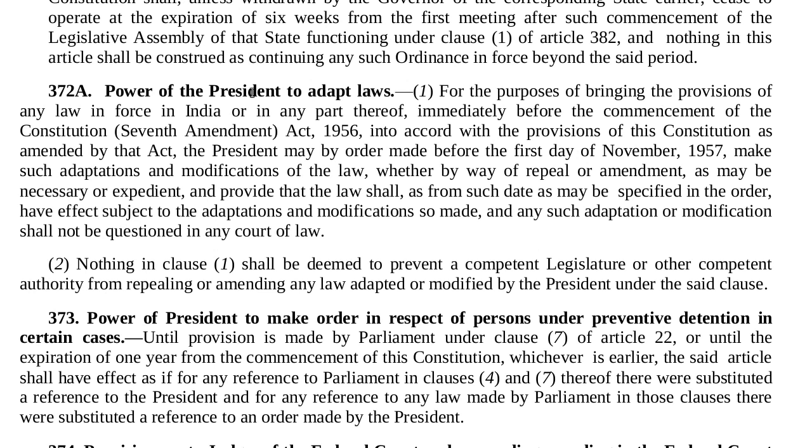Article 372A. Power of the President to adapt laws. 1. For the purpose of bringing the provisions of any law in force in India or any part thereof immediately before the commencement of the Constitution (Seventh Amendment) Act, 1956, into accord with the provisions of the Constitution as amended by that Act, the President may by order made before the first day of November, 1957, make such adaptations and modifications of the law, whether by way of repeal or amendment, as may be necessary or expedient, and provide that the law shall, as from such date as may be specified in the order, have effect subject to the adaptations and modifications so made, and any such adaptation or modification shall not be questioned in any court of law.